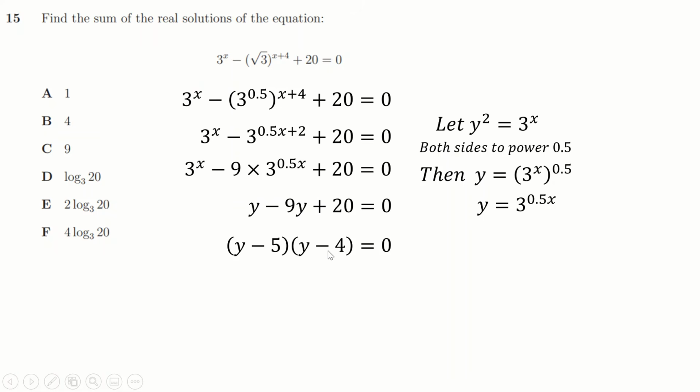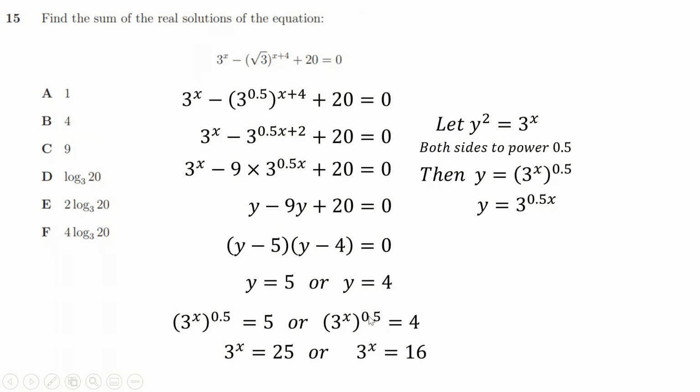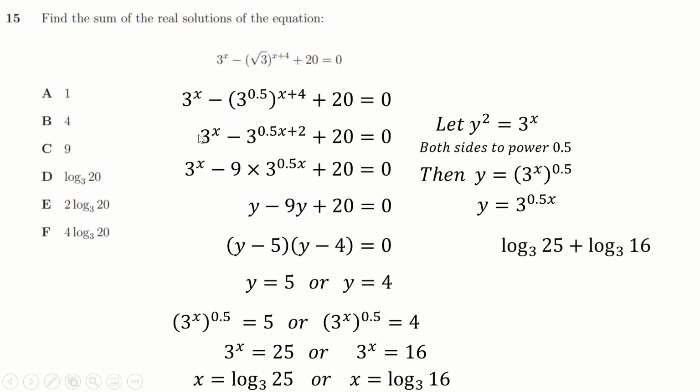Anyway, then this factorizes, so either y is this or that, so either 3 to the power x to the power 0.5 is that, and now I can do the reverse of what I did before. I can raise both sides to the power 2 to cancel out the 0.5s. Essentially, square both sides. And of course, now my solutions are x is log base 3 of 25 or log base 3 of 16. Now it wants the sum of the solutions, so I'm going to have to add those two things together.